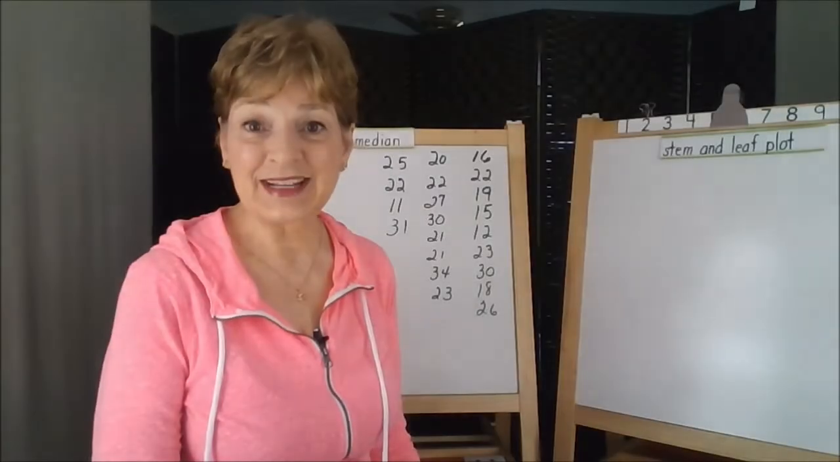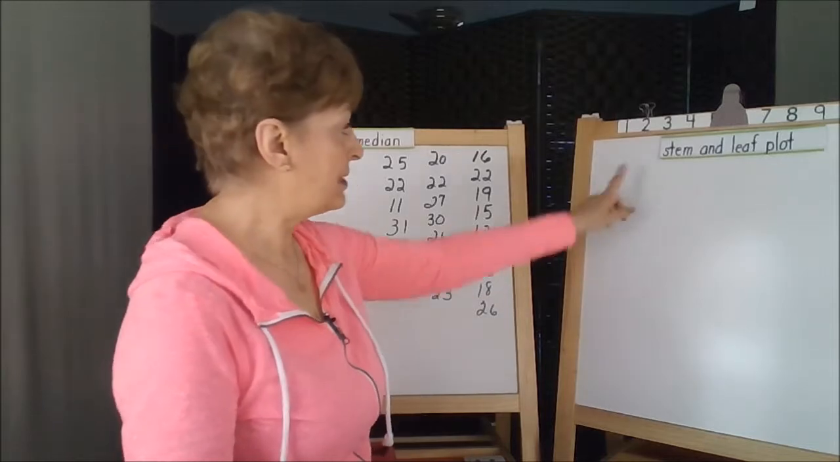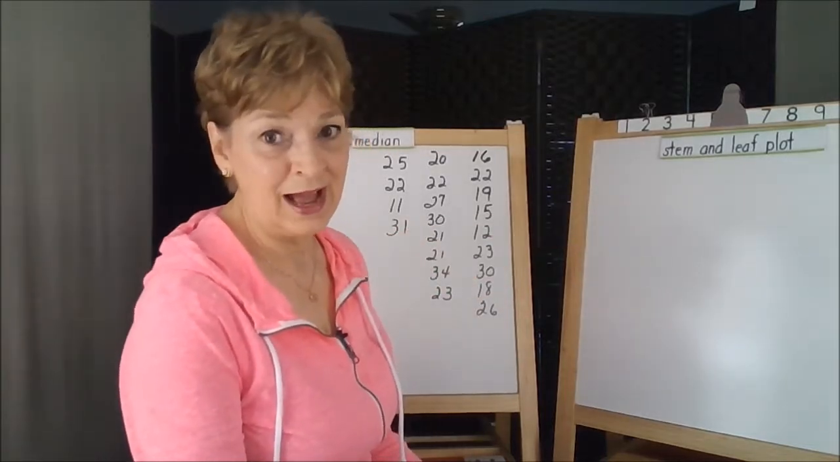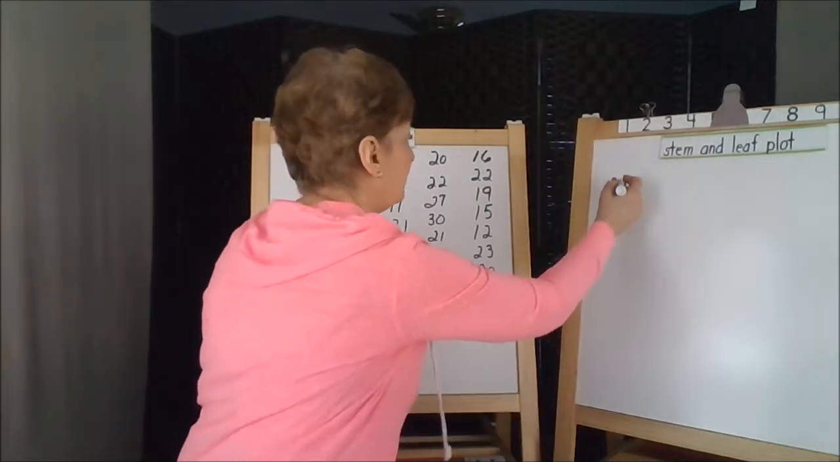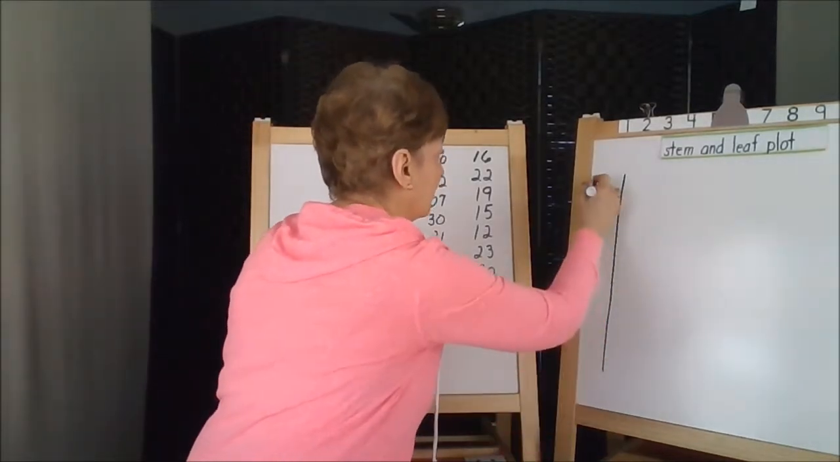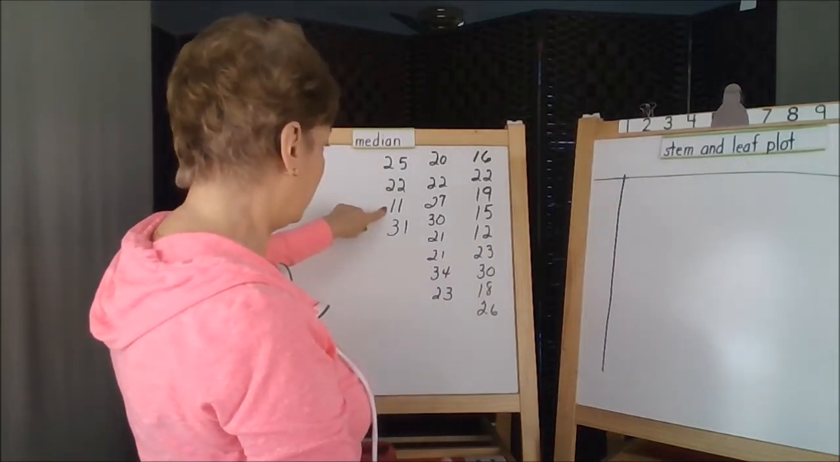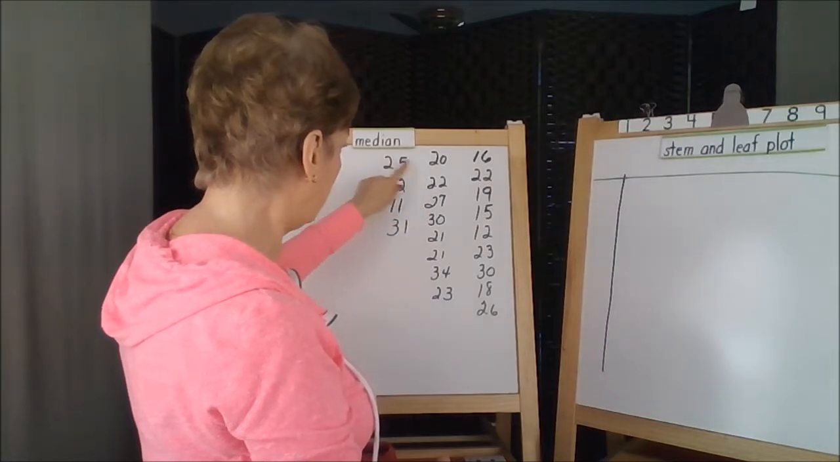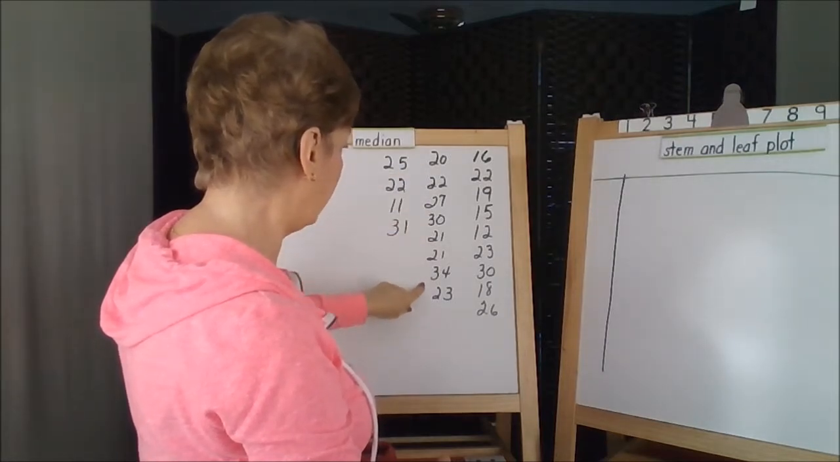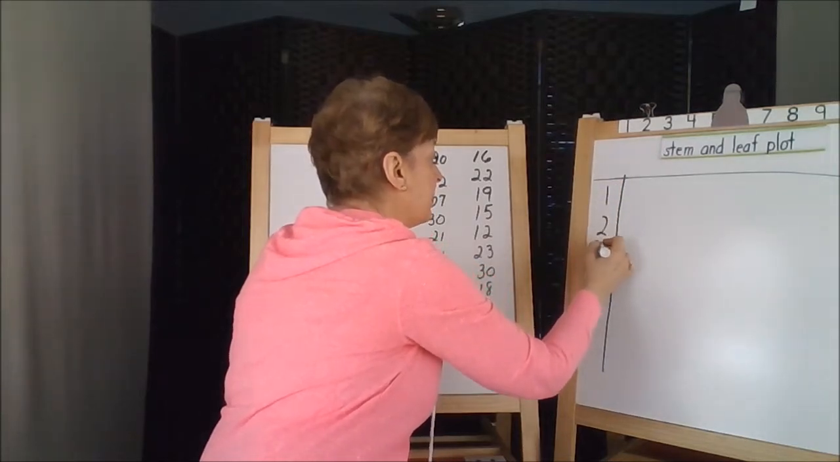Let's look at another example. We have some raw data here. Let's put it into a stem and leaf plot so we can give it some organization. We have 20s and here's an 11. So we need to see 20s and 11 and 30s. So we'll need a 1 for our stem and a 2 for our stem and a 3.